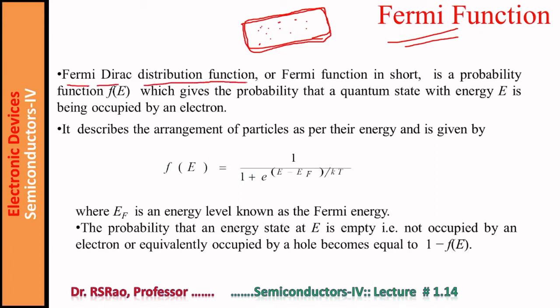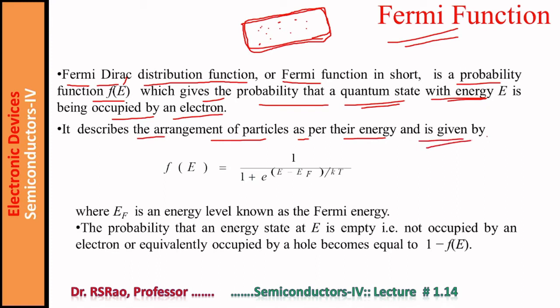Fermi-Dirac distribution function, or Fermi function in short, is a probability function f of E, where E stands for energy. It gives the probability that a quantum state with energy E is being occupied by an electron. It describes the arrangement of particles as per their energy and is given by the expression f of E equal to 1 by 1 plus e power (E minus EF) by kT.